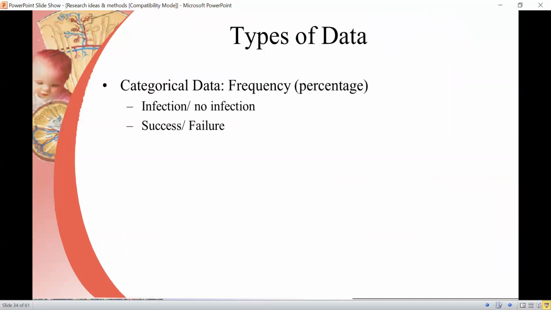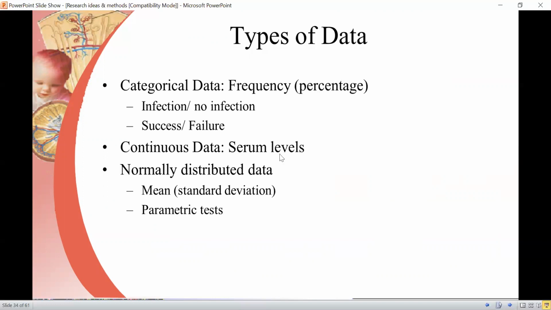So types of data: the data can be categorical data. Categorical data means you have infection, no infection, success or failure, like yes or no. So here you express this as a percentage, or it can be continuous data. For example, serum levels or kidney function, the GFR rate, anteroposterior diameter. So this kind of continuous data means you have to describe them as a mean and standard deviation if they are parametric, if they are normally distributed.